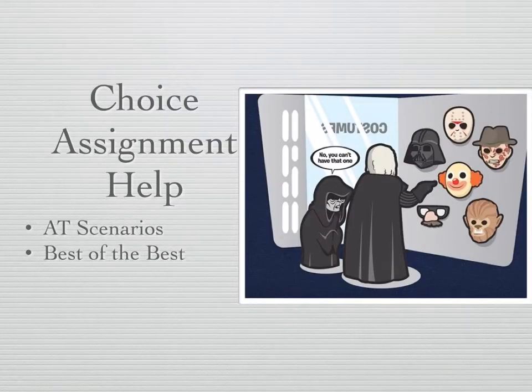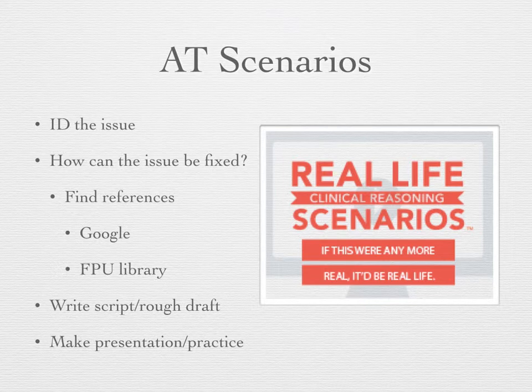Similar stuff for our choice assignment. Remember, we have 2, the athletic training scenarios and the best of the best. So with our athletic training scenarios, obviously you've had to pick your scenario by now. So what you need to do is identify the issue. What is the main problem in that scenario that you've selected? How can that issue be fixed? What are some ways that you can go about fixing the issue and helping a student or whoever is involved to turn that issue around?